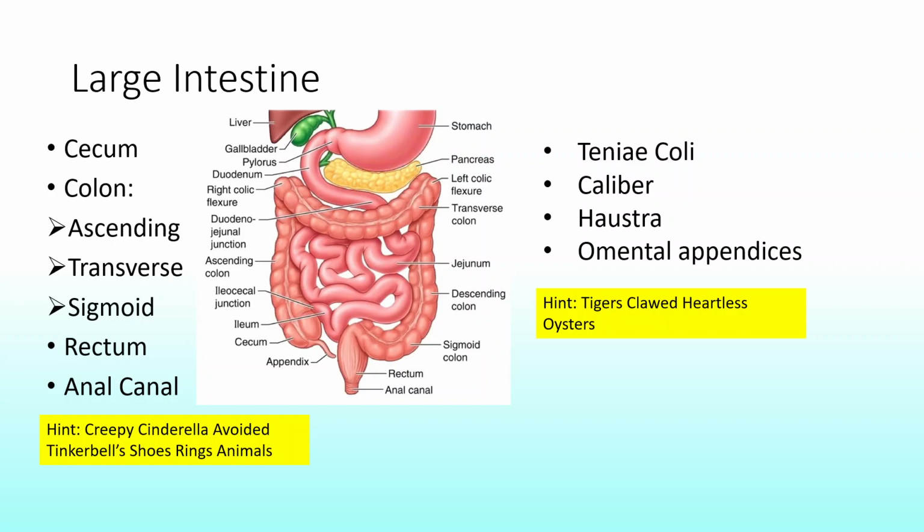Further examining the intestine, we have the taeniae coli, which are longitudinal thickened bands of muscle. We have the caliber, which means large diameter. We have haustra, which are pouches, and then omental appendices, which are small fatty appendices. So another hint: "tigers clawed heartless oysters."